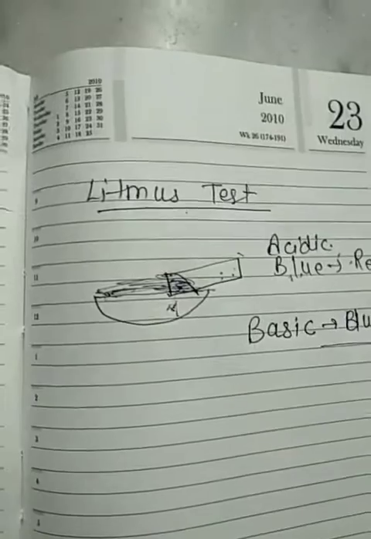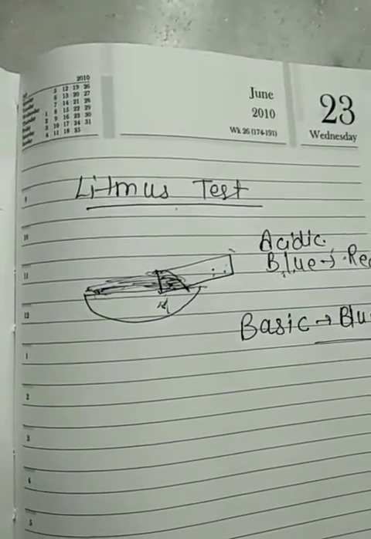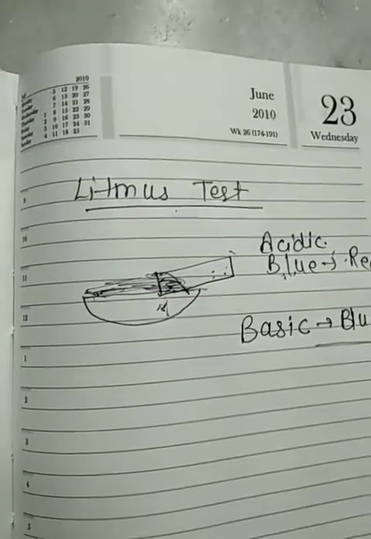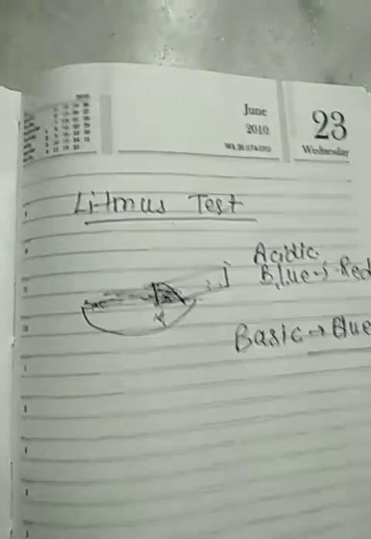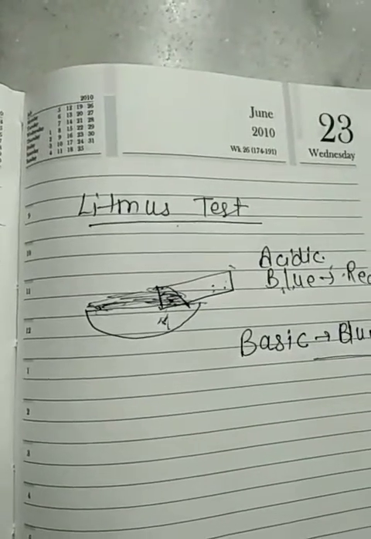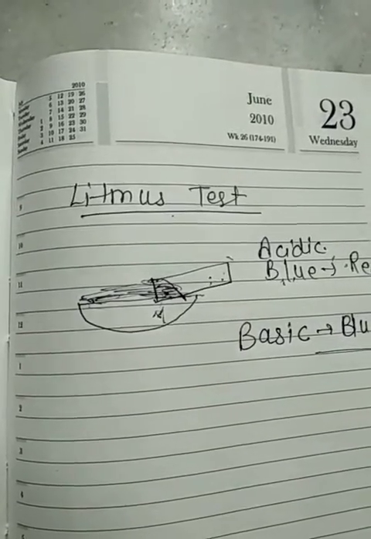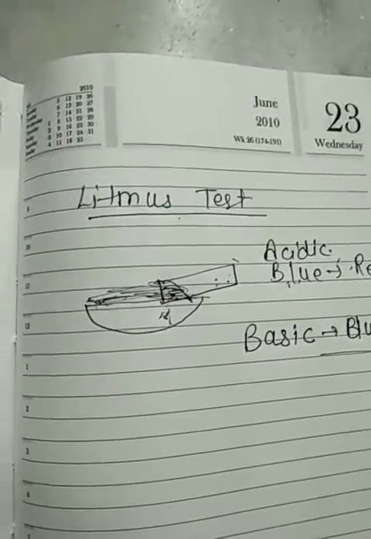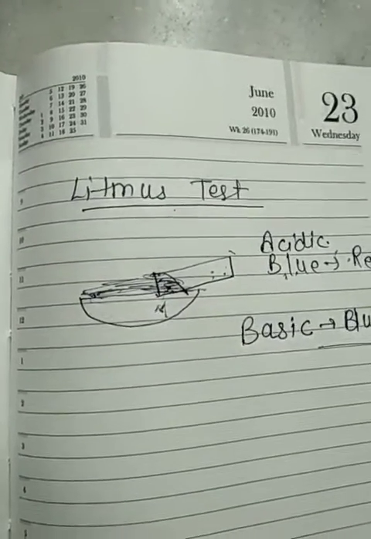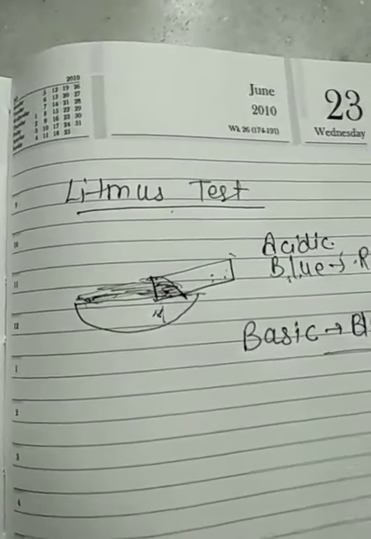One very important thing you have to note here is that whenever you have to test whether a solution is neutral or not, you have to perform the test with both papers, red and blue. Because if you use only a red litmus paper and the color doesn't change, then there are two possibilities. Might be the solution is acidic in nature, because the acidic solution also shows red color, or the solution is neutral.